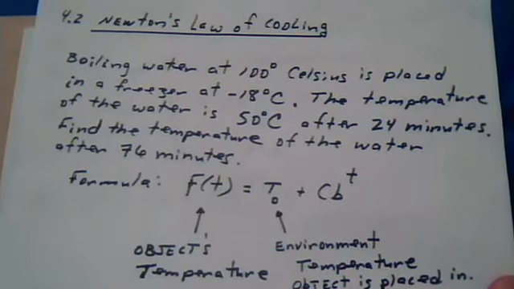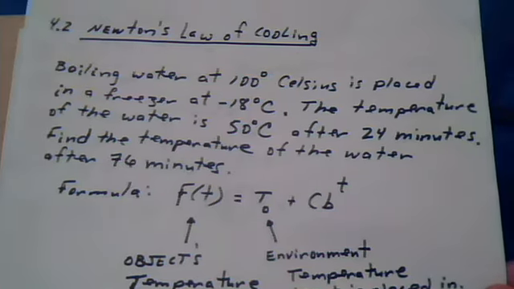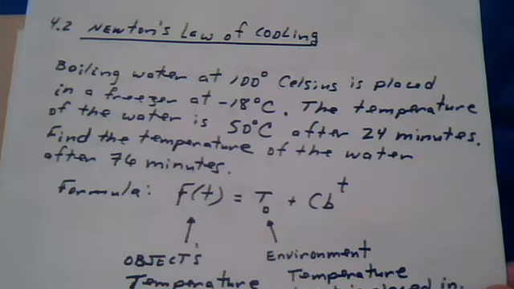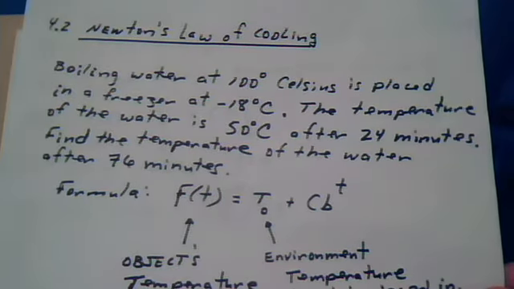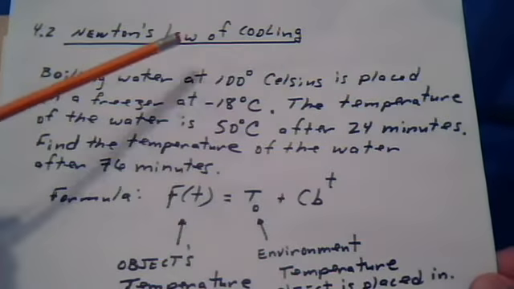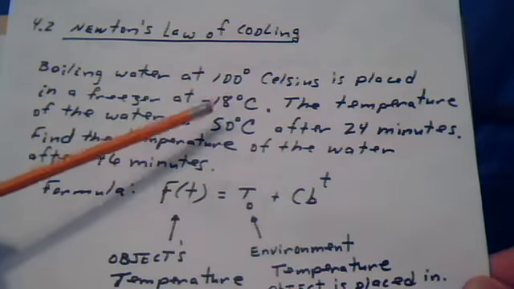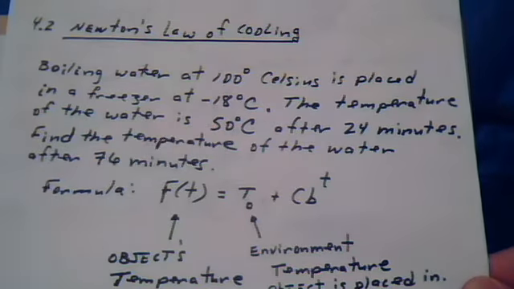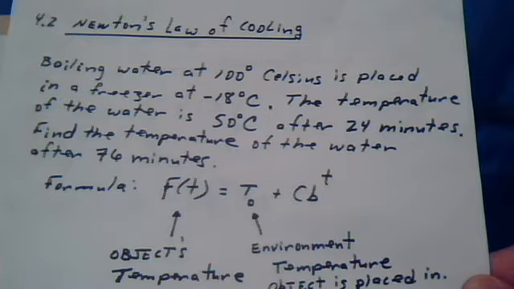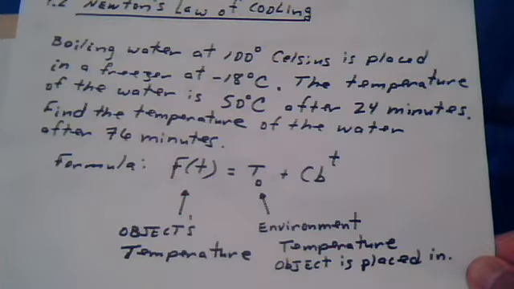Newton's law of cooling. Boiling water at 100 degrees Celsius is placed in a refrigerator, a freezer, that has a temperature of negative 18 degrees Celsius. The temperature of the water is 50 degrees Celsius after 24 minutes. So the water started with a temperature of 100 degrees, was put in the freezer, and now after 24 minutes, it's 50 degrees Celsius. This is the equation we're going to be using.